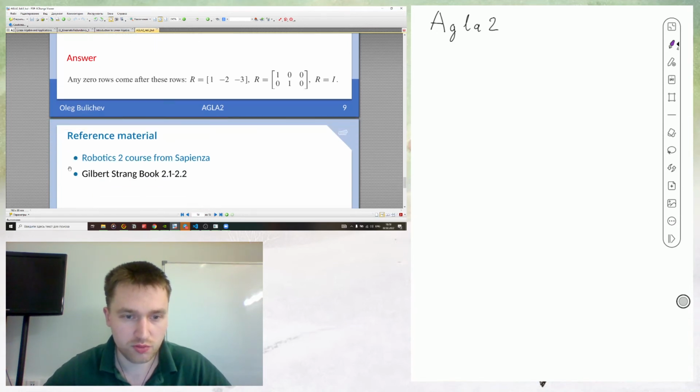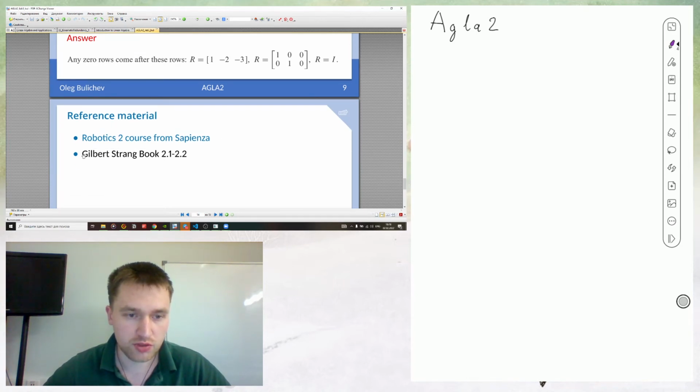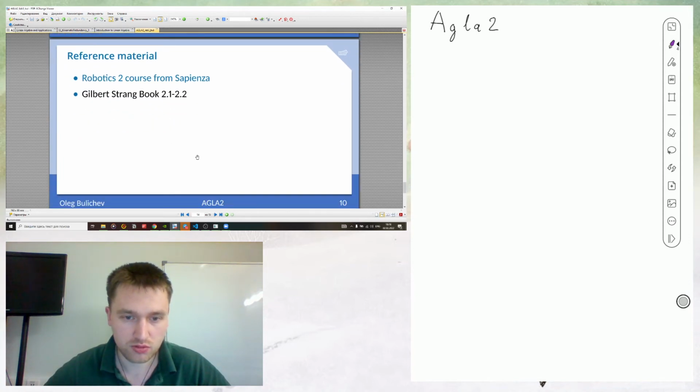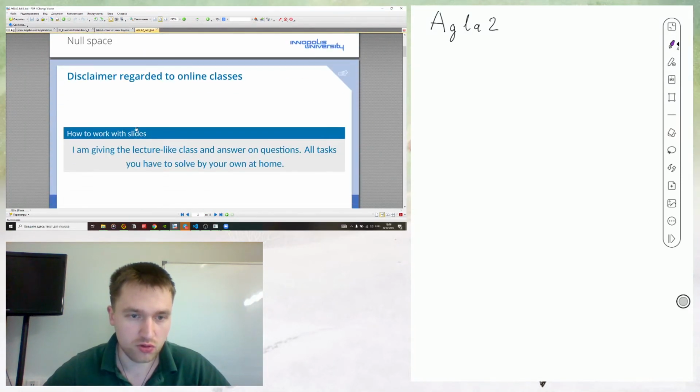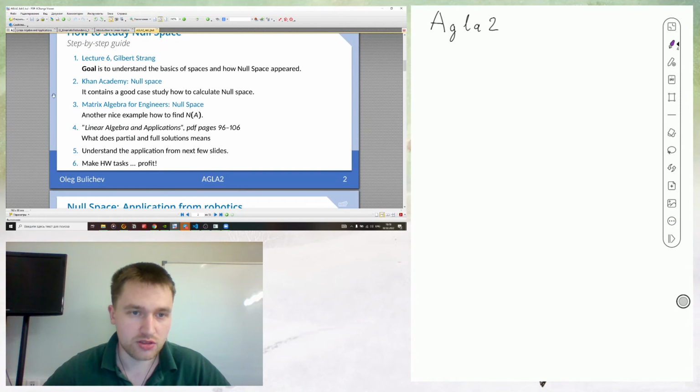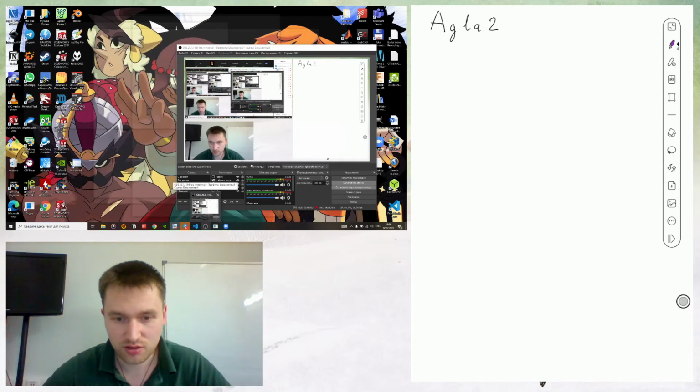So to sum up, I also provide you the Robotics 2 course from Sapienza, where I took the slides from above, and it was material from the book, sections 2.1 and 2.2. Just go, make the steps, and you will get this material. I'm sure of it. So that's it from the lecture part. Now I can answer your questions.